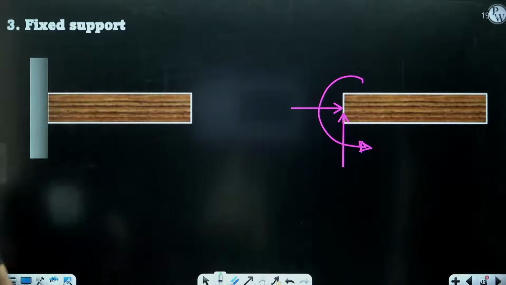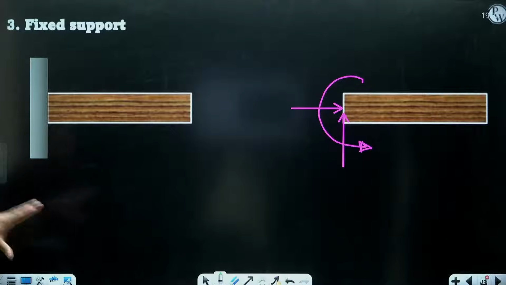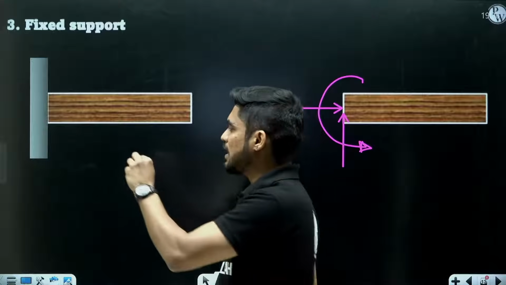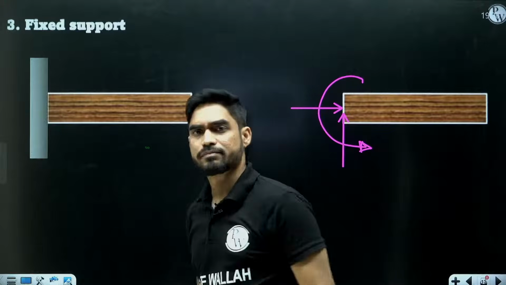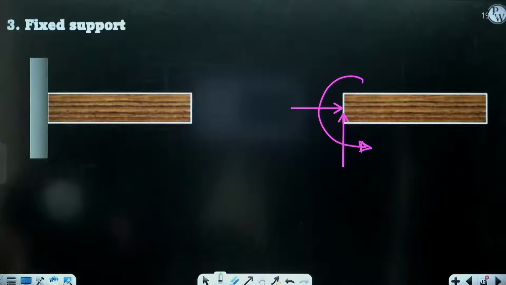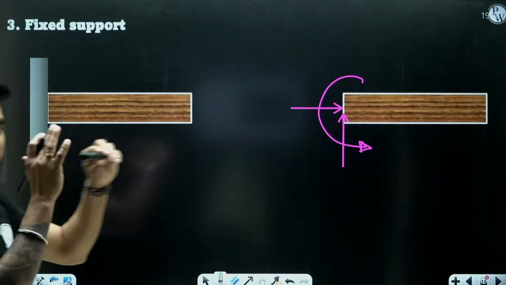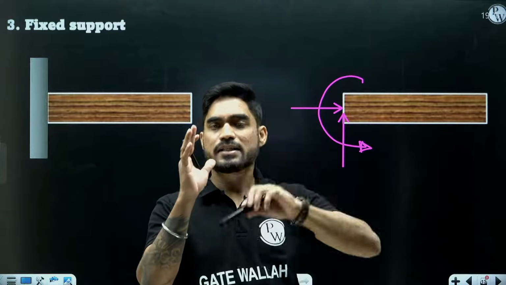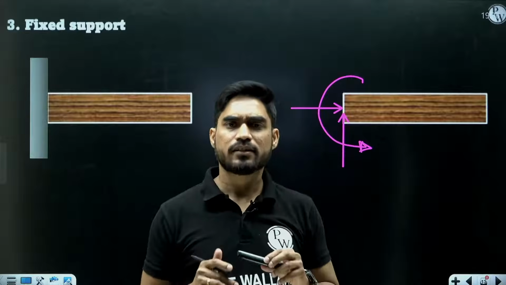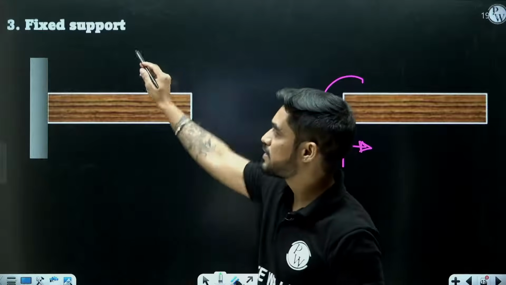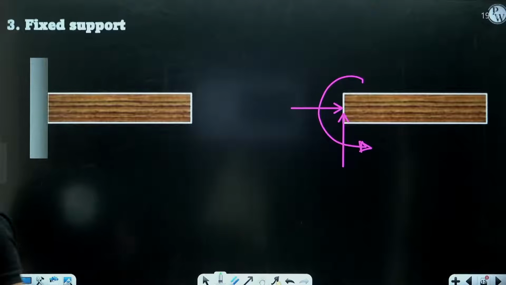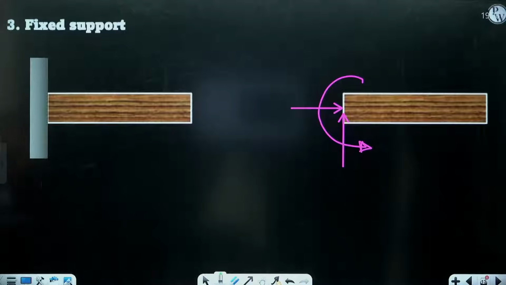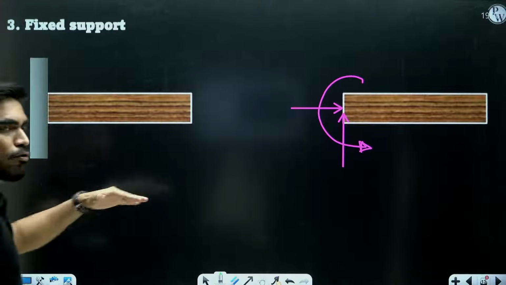For example, let's say a body is welded to another body. Let's say that this is a beam, and it is welded to a surface. So if it is welded to a surface, it cannot translate in X, it cannot translate in Y, and it can also not rotate, right? So it is behaving like a fixed support, right? So I will assume that welded joint to be a fixed support. I hope my point is clear to you.